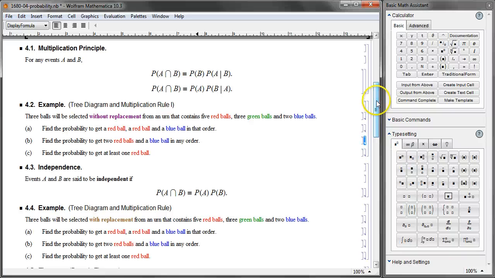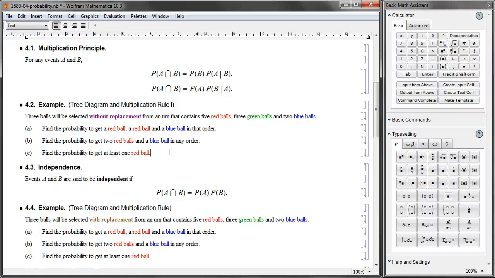Now let's work out the final problem here. Find the probability to get at least 1 red ball. At least, so it's going to be either 1 red ball, 2 red balls, or 3 red balls. You have to add them all up. But not just that. 3 red balls, that's red, red, red.